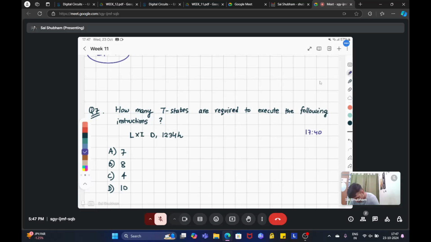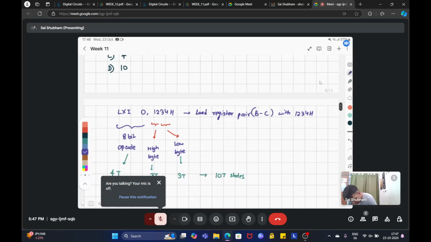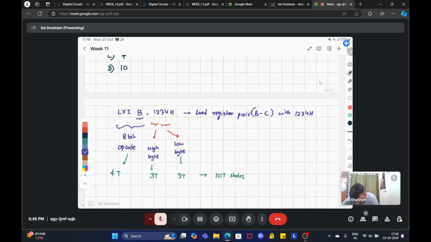So let's look at the solution. So what do you have here? LXI, I think it's supposed to be B, 1234H. So this is the data that we need to store, and we need to store it in the register B. Since this is 16-bit data, and the registers that we have are of 8 bits, whenever we call this function LXI B, it is implied that BC as a register pair is used.